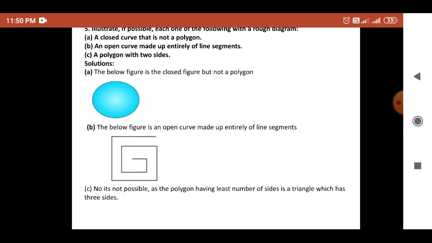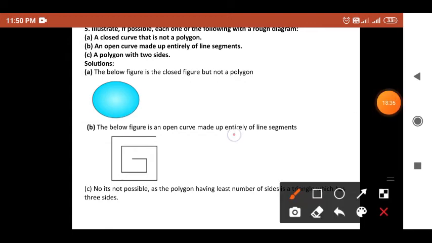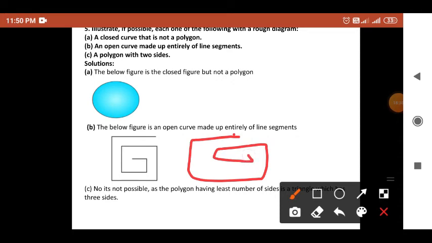And an open curve made up entirely of line segments. See, it should be made up of line segments. It is not a closed figure but it is an open figure. It is entirely made up of line segments, right? Only straight lines are there.